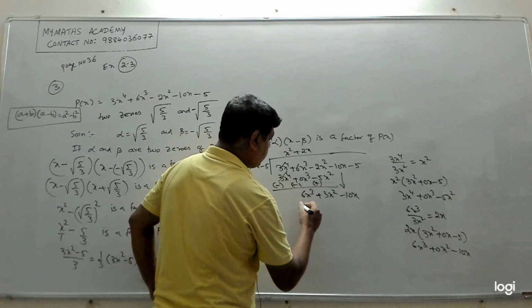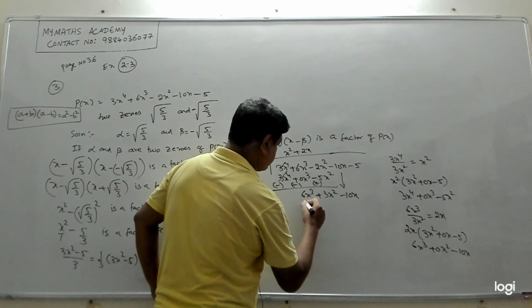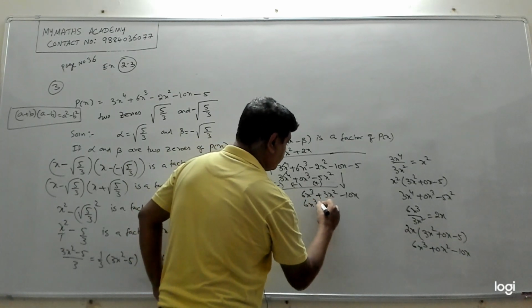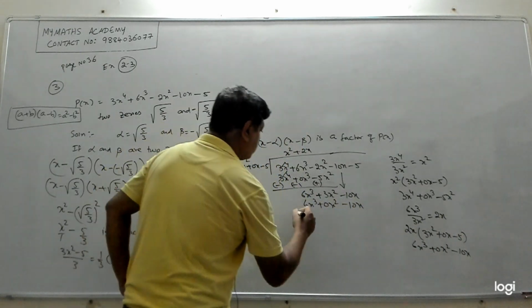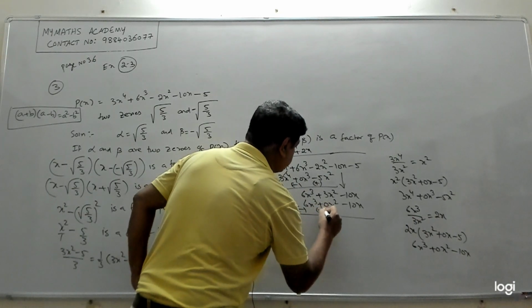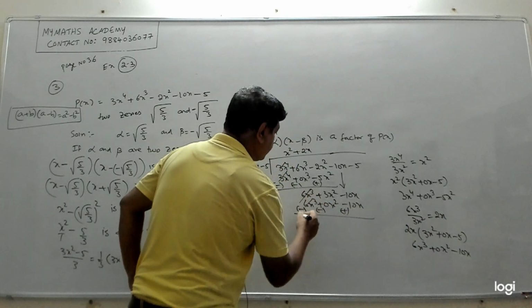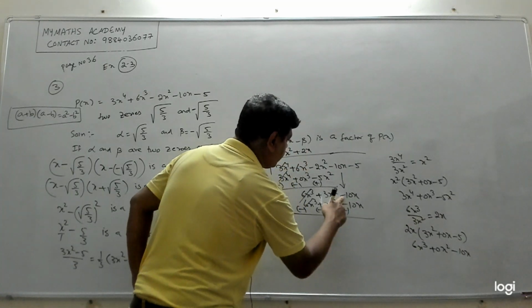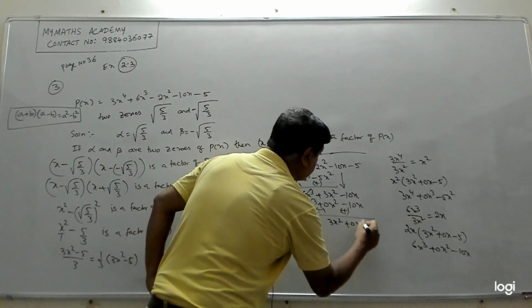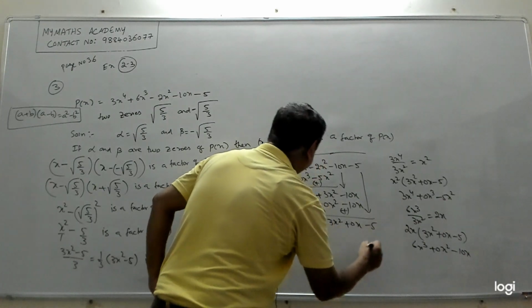Substitute that here. What do we get? 6x³ + 0x² − 10x. Fine. Now let's subtract: minus, minus, plus. These two will get cancelled. 3x² minus 0x² is 3x². Then −10 + 10 is 0x. Bring this 5 down, −5.